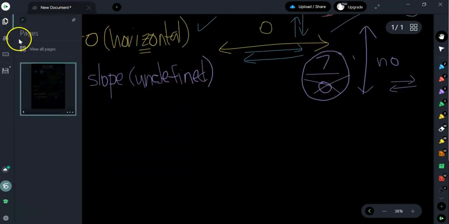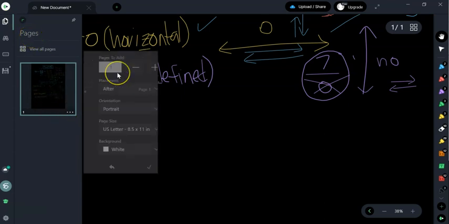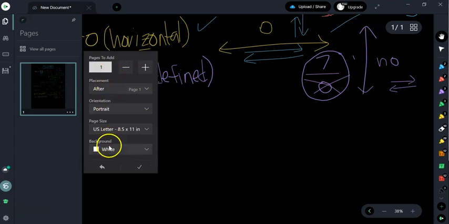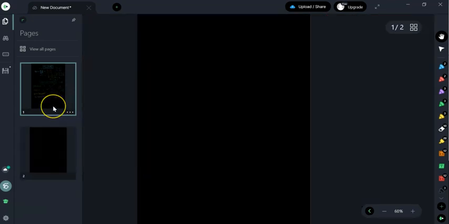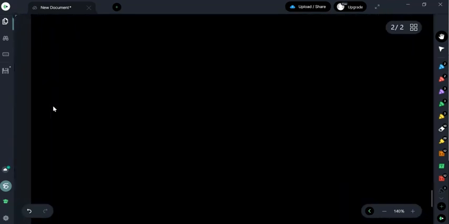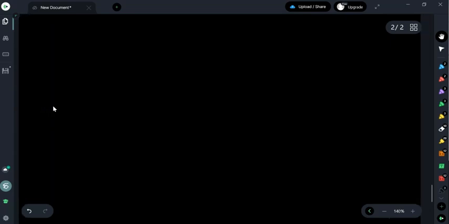So I'm going to add another page. I'm going to add one page, and we're going to do this one same color. Okay, so I'm going to come back up here. We're going to zoom in. Now let's look at the graphing of this.